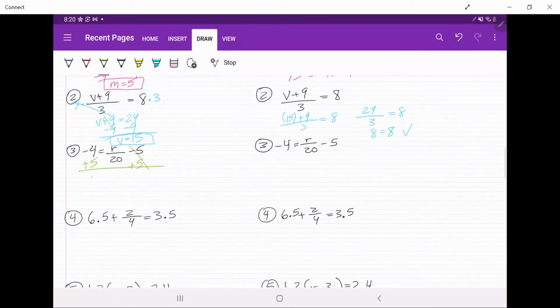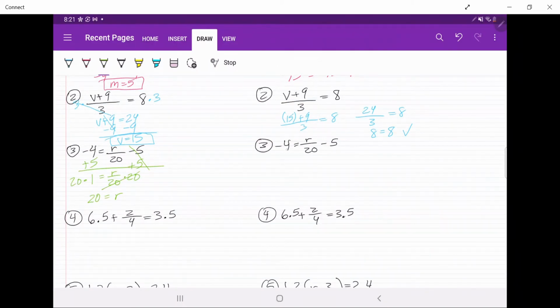Negative 4 plus 5 is 1. 1 equals r over 20. Now we need to get r by itself. So the inverse of divide by 20 is multiply by 20 on both sides. And we get 20 times 1 is 20 equals r.